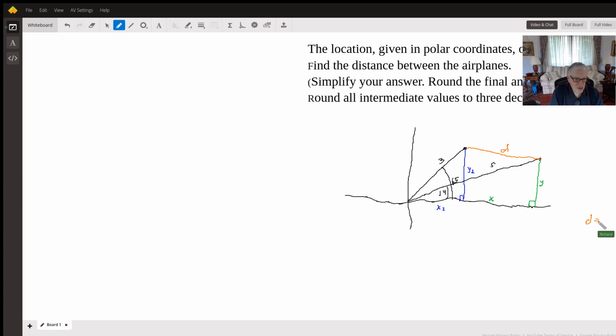So the distance is going to be the square root of 2.719 minus 1.210 squared plus 1.268 minus 4.851 squared. That's the distance formula using rectangular coordinates.